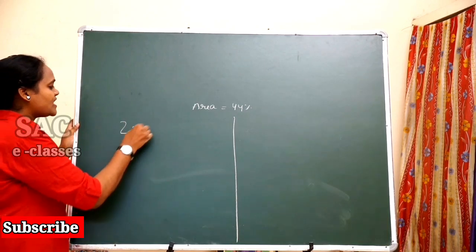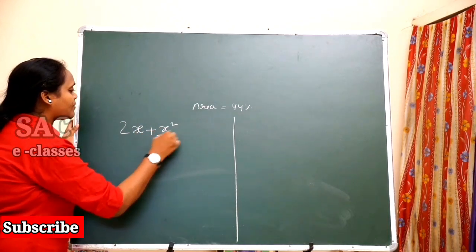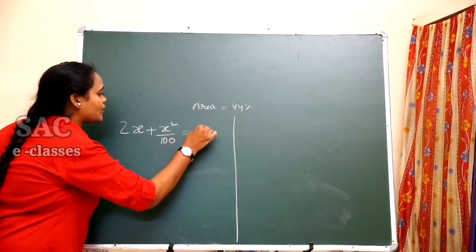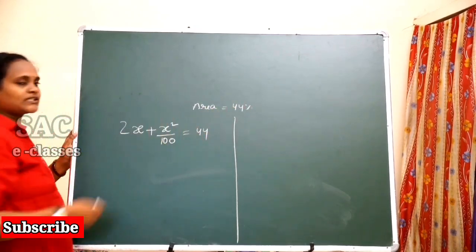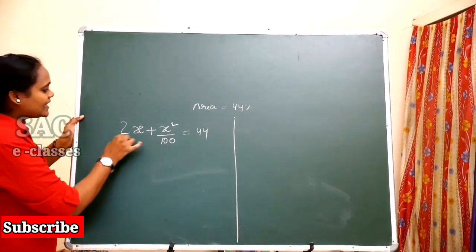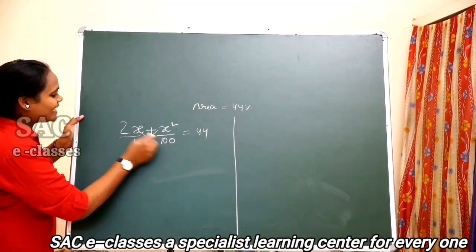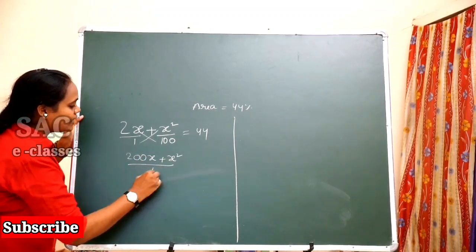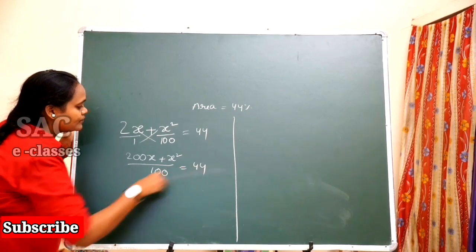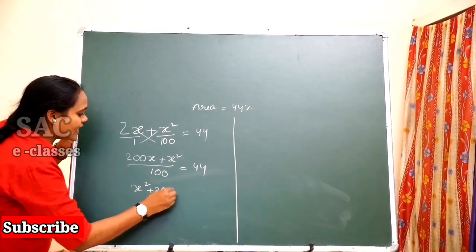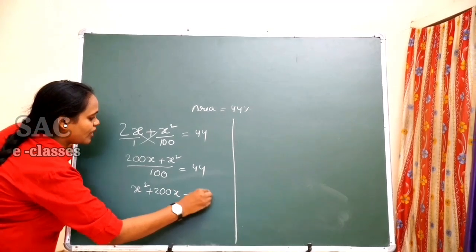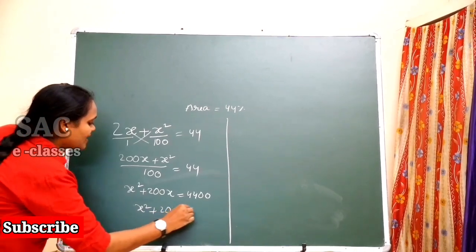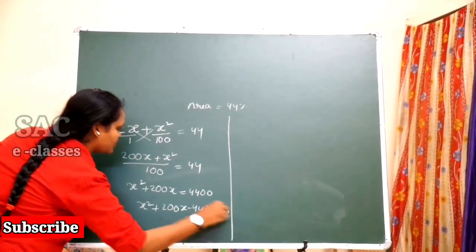That is, by using the formula 2x plus x square by 100. The change is positive, that's why I am writing plus 2x, is equal to 44. The net change is 44% given, that's why I took 44. Let us simplify by multiplying 2x into 100. 200x plus x square by 100 is equal to 44. X square plus 200x is equal to 4400. Then x square plus 200x minus 4400 equal to 0.